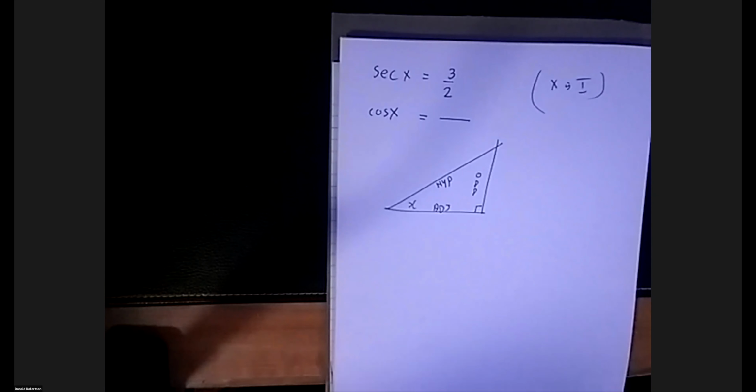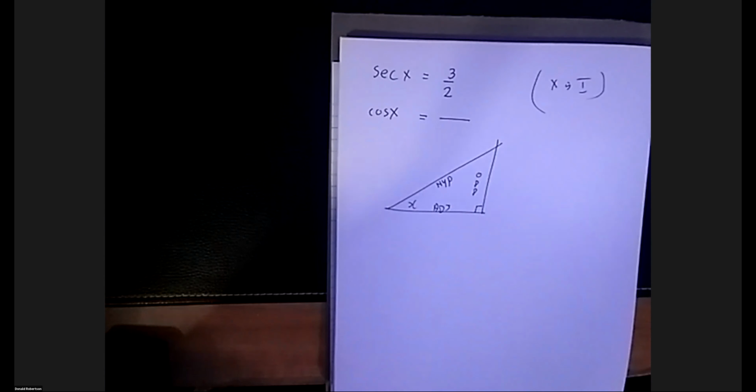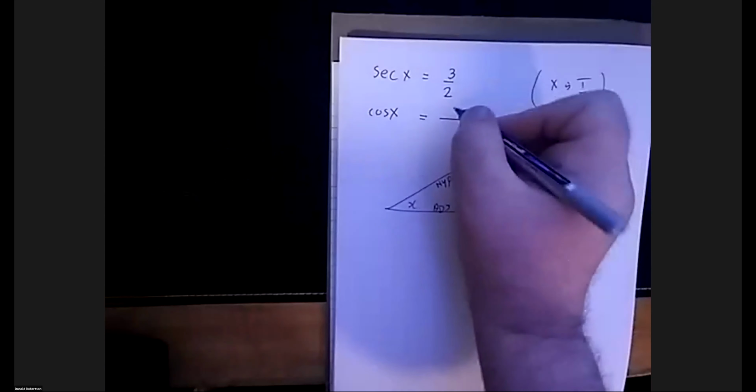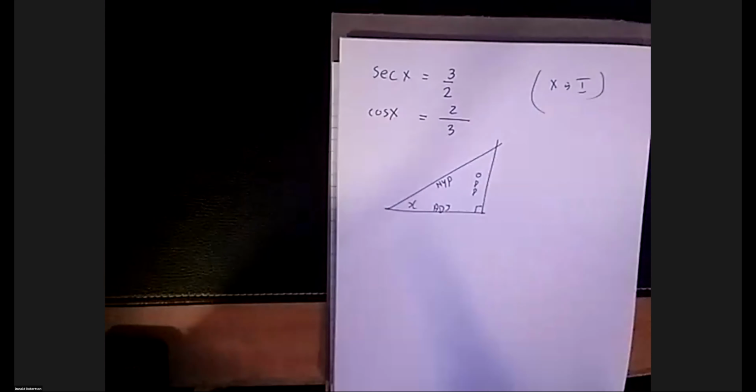If the secant is the number or fraction 3/2, what's the cosine of x as a fraction? Two-thirds. Yeah, that wasn't too bad. You remember that secant and cosecant are just reciprocals of each other.